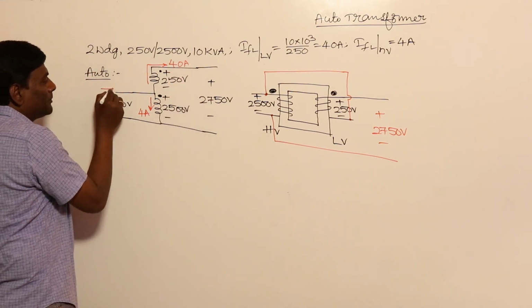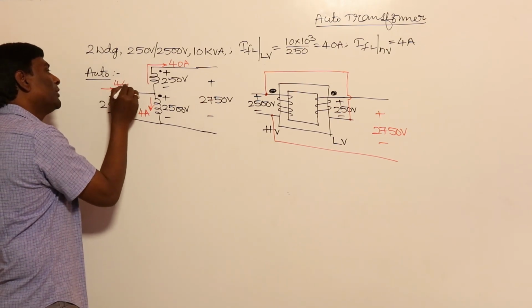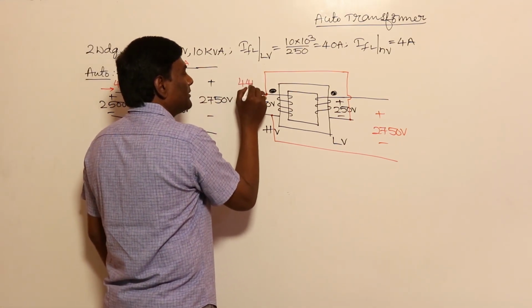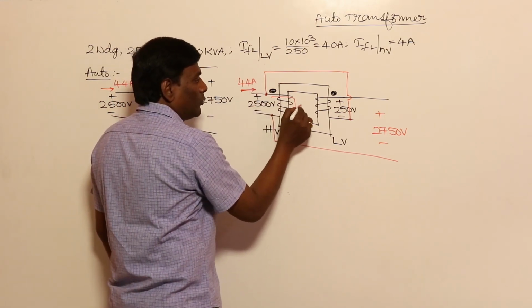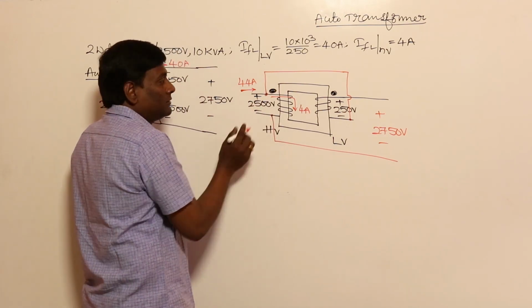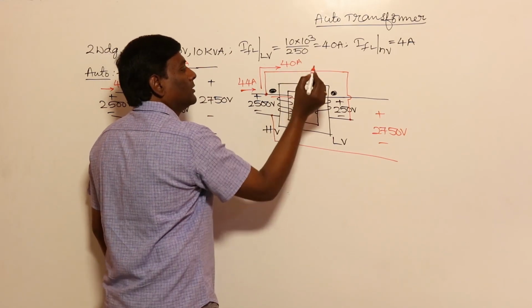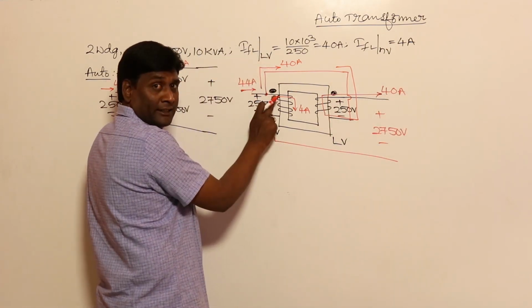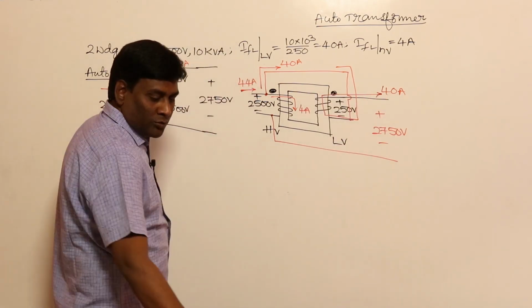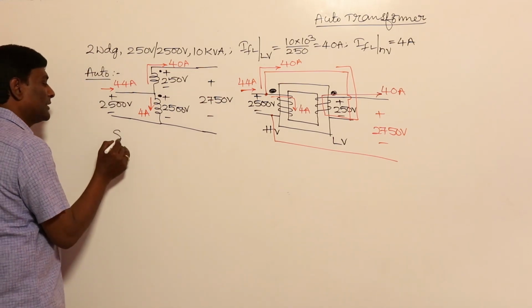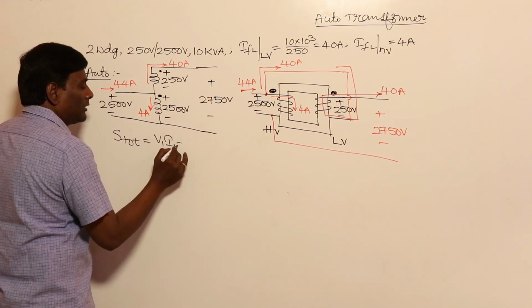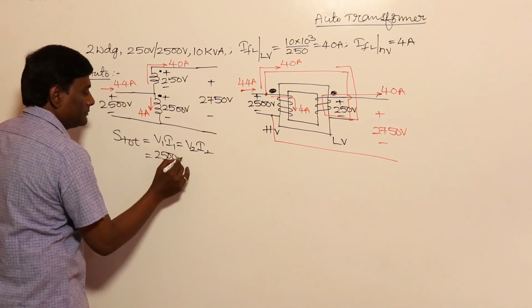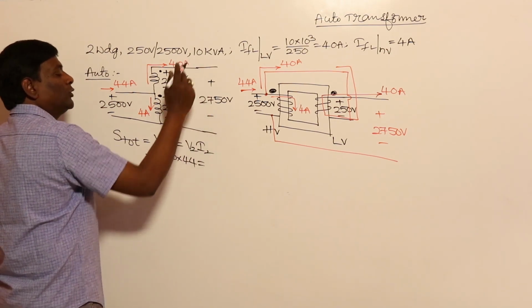How much current will it take here by KCL? 4 amperes is flowing here, 40 amperes is flowing here, so 44 amperes it will take. Now let us map this to here. For example, 44 amperes is flowing here. In this HV, 4 amperes will go. Current is entering the dot, so the remaining 40 amperes will flow here. Whenever my current is entering the dot, my current is leaving from the dot, or not? Yes. So let us think of what is the total power input. S total equals V1 I1 or V2 I2. How much is V1 I1? 2500 into 44, or we can say 2750 into 40.